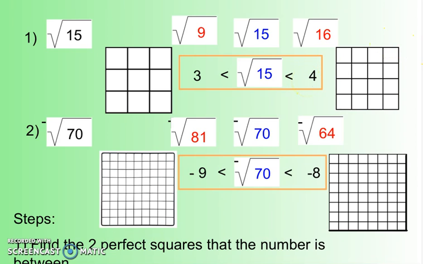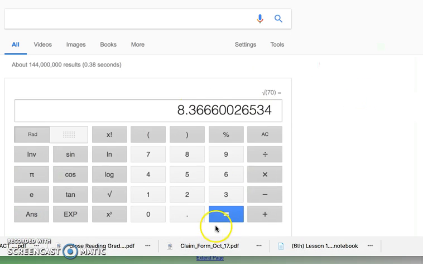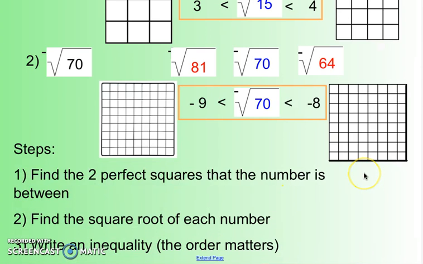Okay, so our steps are: you're going to find the two perfect squares that the number is between. Whoops, sorry about that. And you're going to find the square root of each of those numbers, and then we're going to write out an inequality. And the order does matter. The smallest number goes first, then we put in a less than symbol, we put in the number that we were looking for, and then we put another less than symbol, and then we put the greatest number here. It is always in that order, okay?